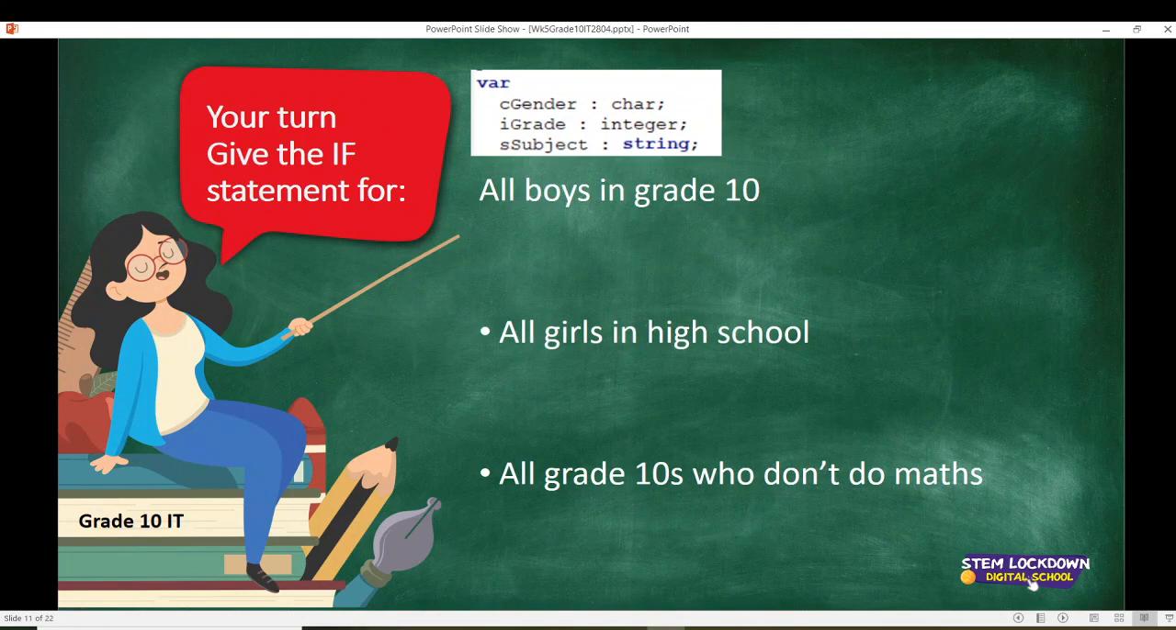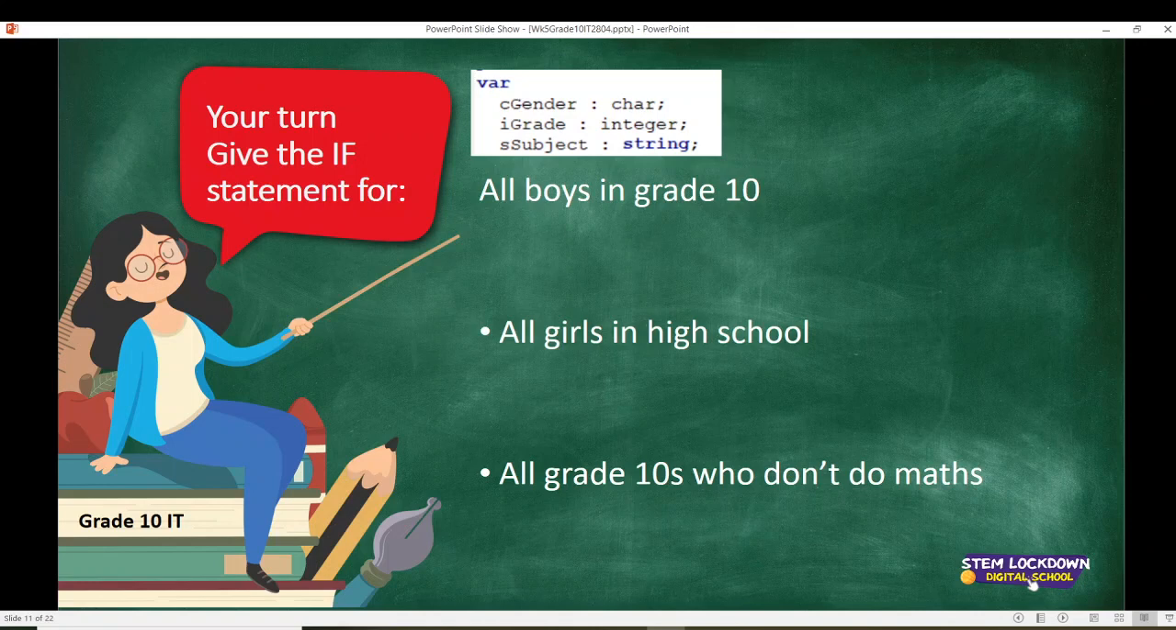You can have a look at these questions and then you can pause the video and see if you can get it right, and then come back and have a look and see if you have gotten it right. So the first question is, there's your variables that have been declared for you so that you know what you're dealing with. So you've got C gender, which is of type char, which means it's going to store an M or an F for male or female as the gender. You've got I grade, which is an integer, which is going to store what grade they're in. And then you've got S subject, which is a string, which is going to obviously store whatever specific subject you might be referring to in your if statement.